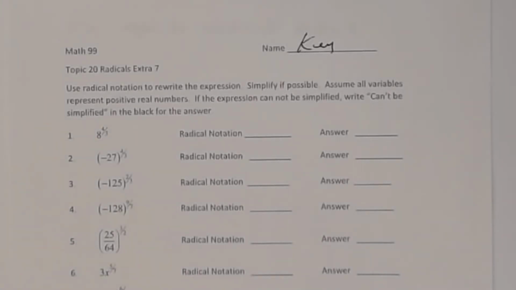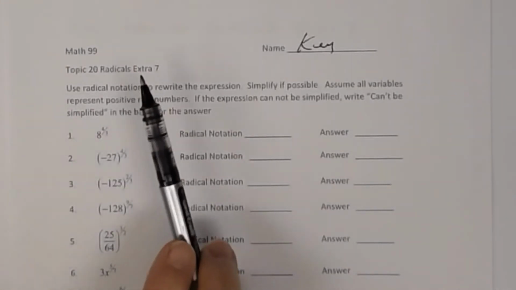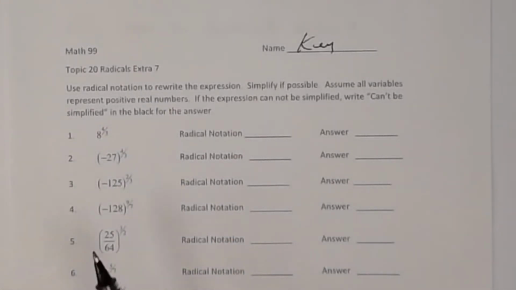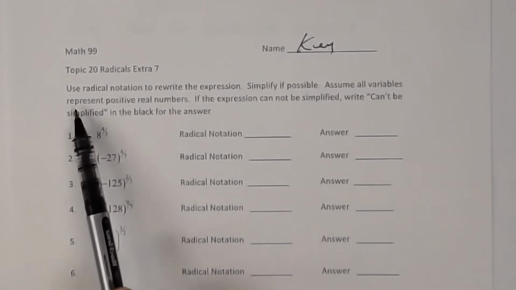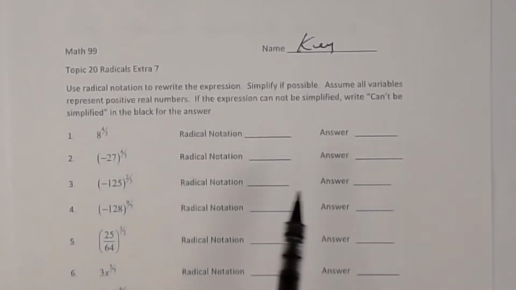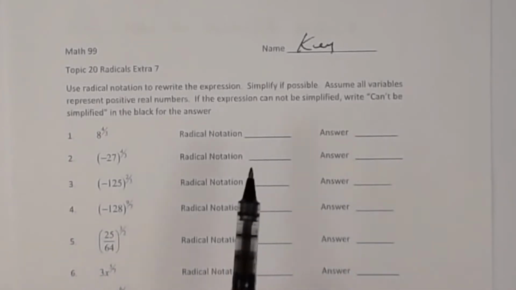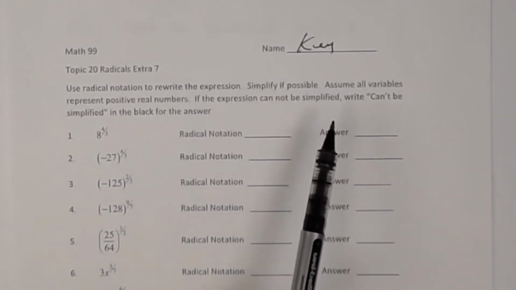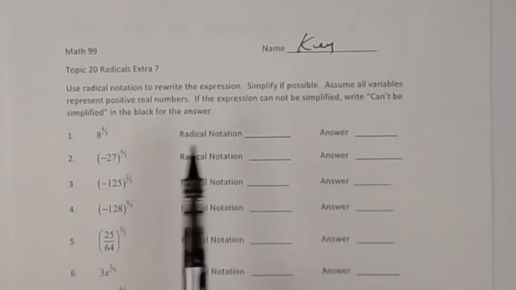This is a key to the worksheet on topic 20, radicals, and this is the worksheet called Extra 7. You want to use radical notation to rewrite each of the following expressions, and then you want to simplify your answer. If the expression cannot be simplified, then just write the words "can't be simplified" in there.